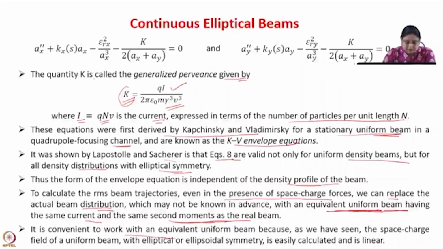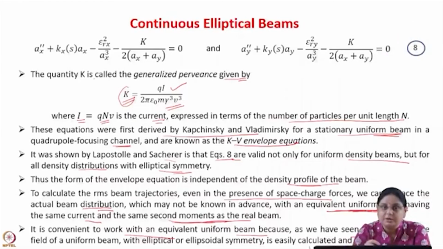It is convenient to work with an equivalent uniform beam because, as we have seen, the space charge field for a uniform beam with elliptical or ellipsoidal symmetry is easily calculated and it is linear. So the advantage is that the space charge force is linear, and if you replace the beam with an equivalent beam, whatever the distribution, the equations are still valid. This is a very useful result.